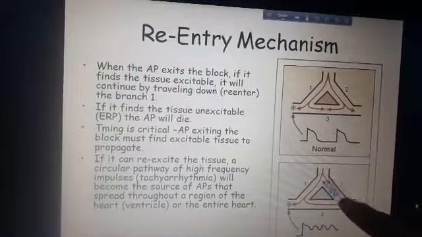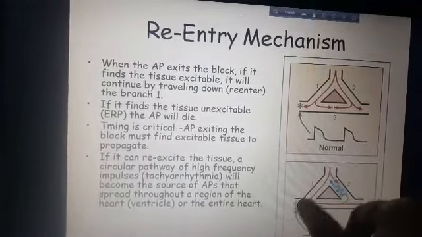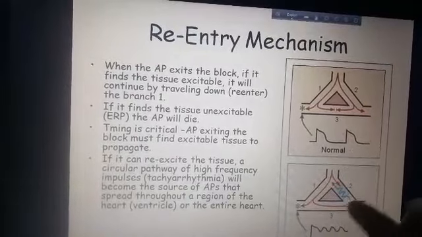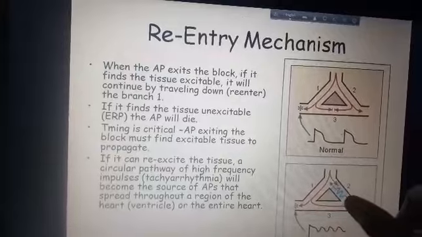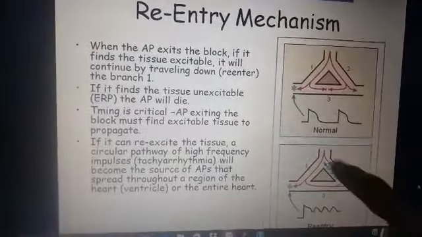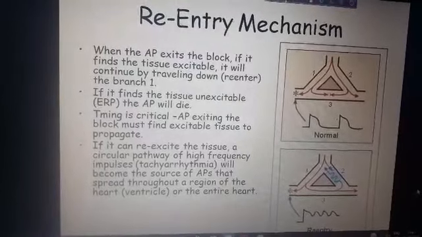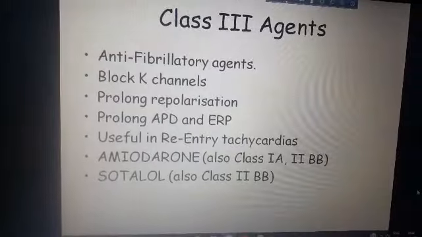So if we can increase the refractoriness of this pathway more, so that the impulse finds it still refractory after reaching here, then it will not propagate, and thus we can prevent the re-entry. Thus, to treat the re-entry, we have to increase the refractoriness of the faster pathway. Thus, phase 3 class 3 drugs are very effective.